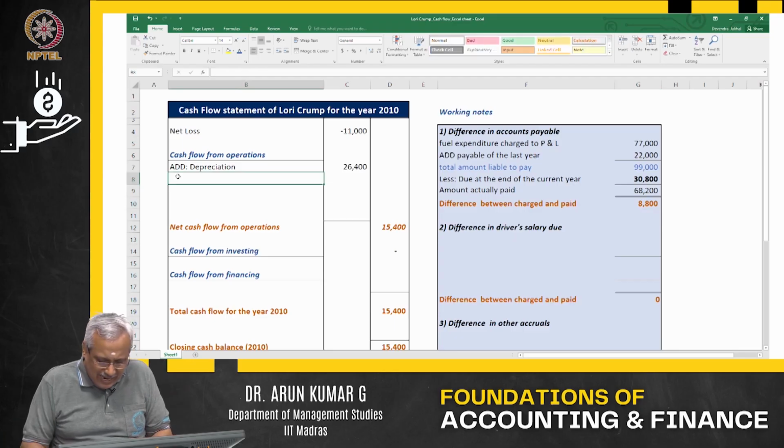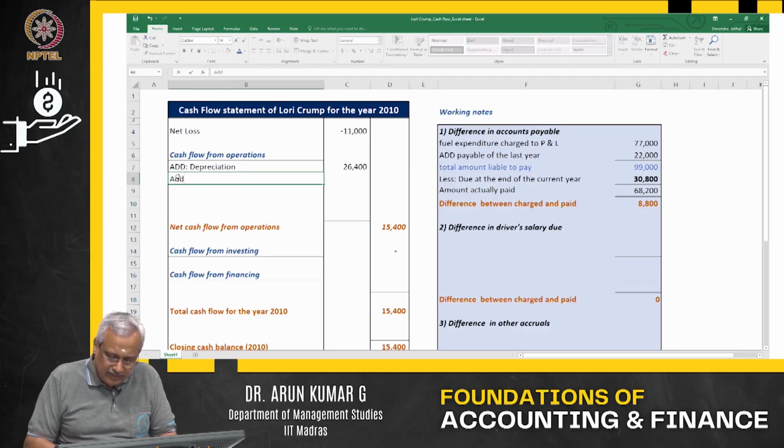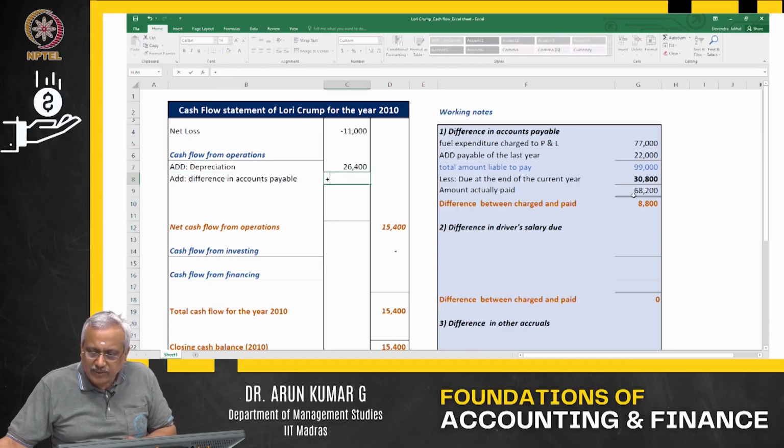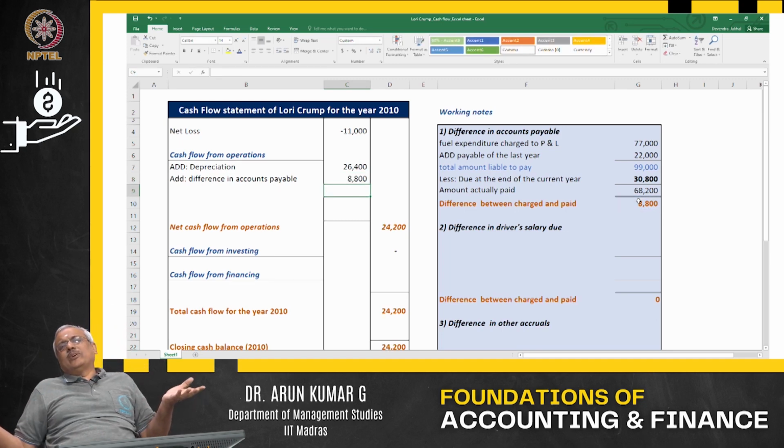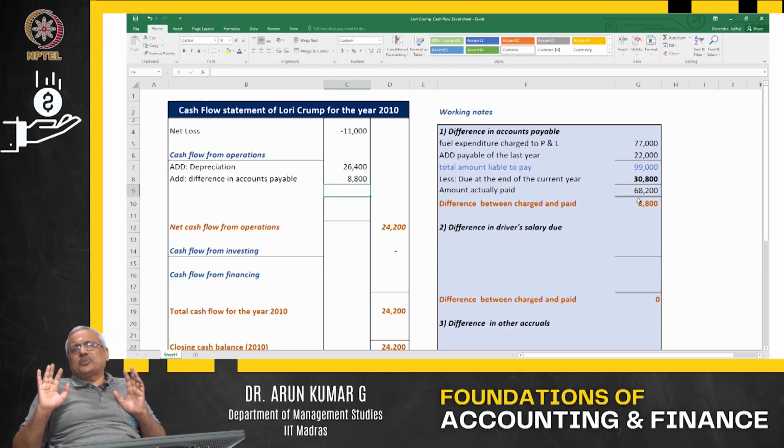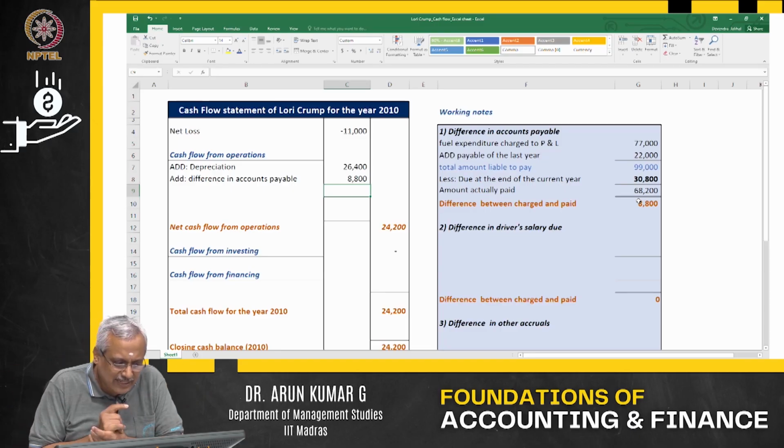So, what happens? I add back the difference in accounts payable. It is 8,800. I add it back because you have overcharged: you charged 77,000, whereas the cash gone out is 68,200. So, I am adding back this 8,800.